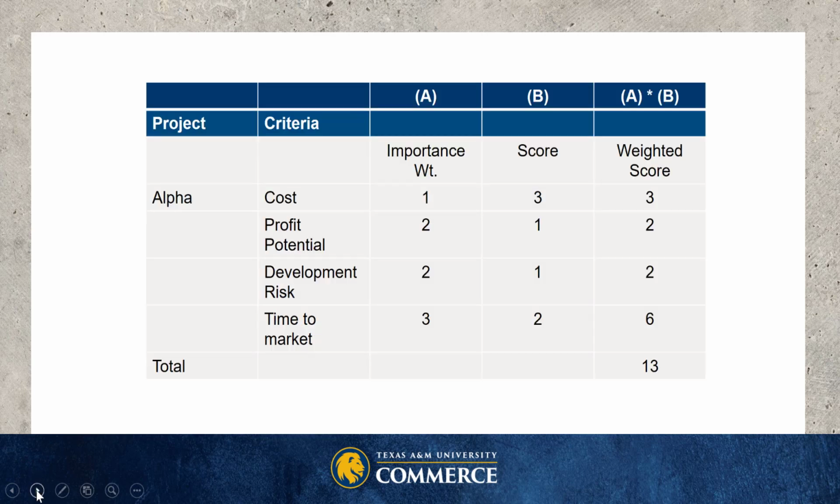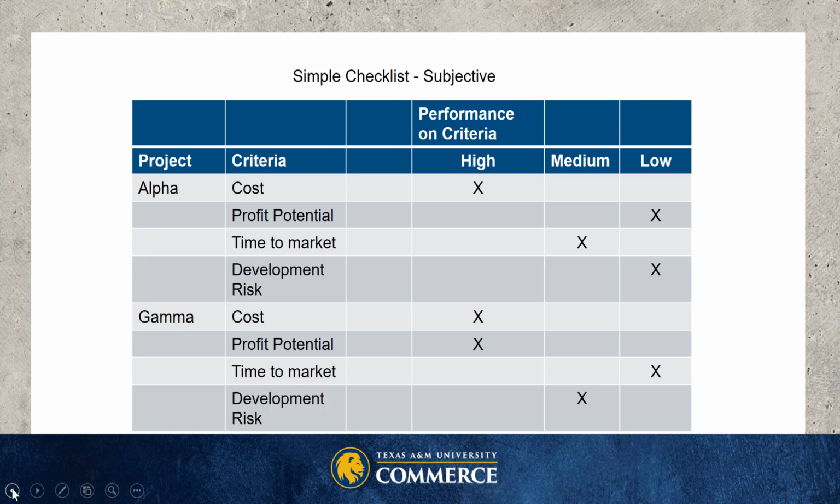So if we look at the weighted chart, let me go back, and notice high, medium, and low are going to be 3, 2, and 1. So Project Alpha, cost is going to be 3, profit potential is going to be 1, time to market is going to be 2, and development risk is going to be 1.